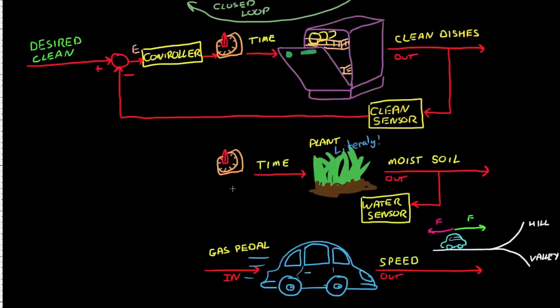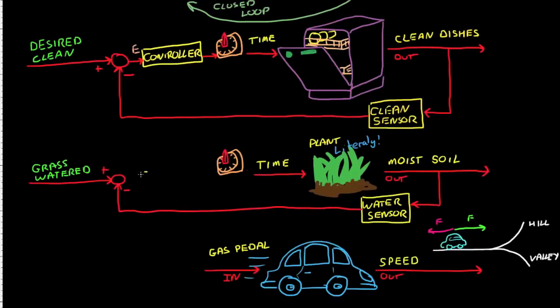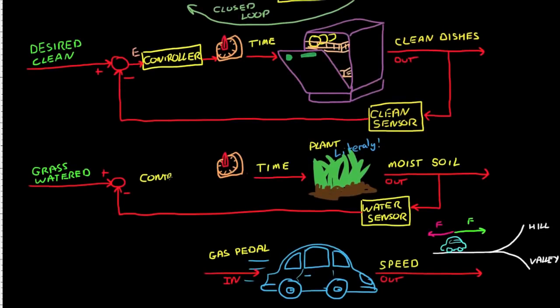And again, the error signal would be generated, which would then be fed through a controller, and the controller would adjust the amount of time that the sprinklers ran. The sprinklers would then run until the moisture level reached a specified value, and then they would be shut off.